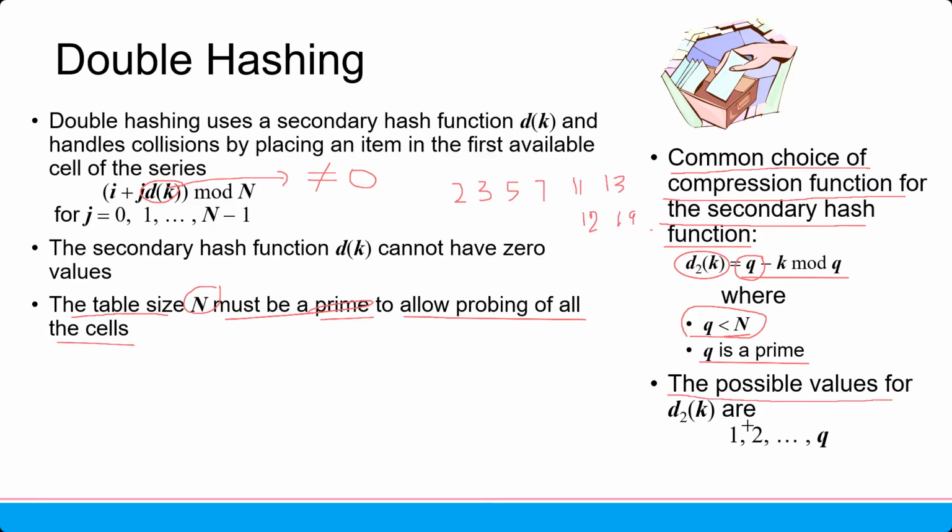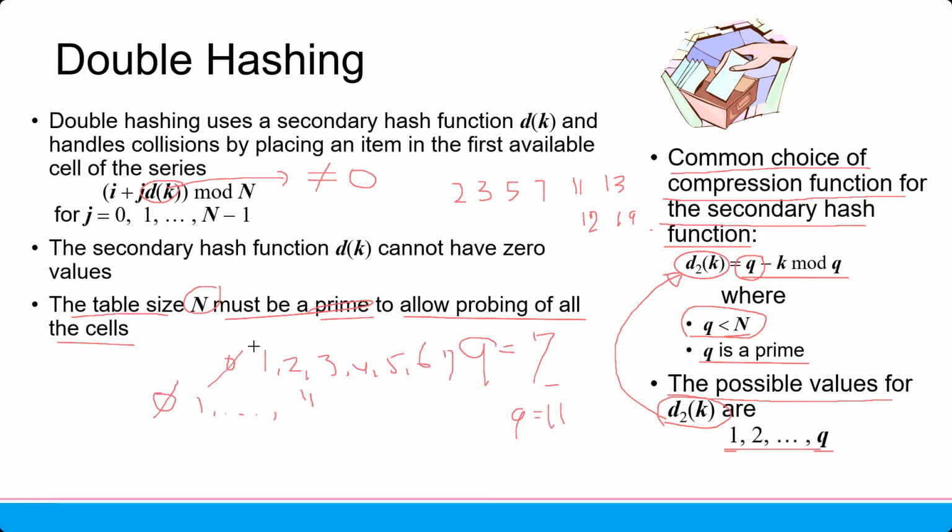So the possible values for d(k) should start from 1 until q. Let's suppose q equals 7. The possible values would be 1, 2, 3, 4, 5, 6, 7. If q is 11, then it will be 1 until 11. So we need to avoid 0. It should not be 0.